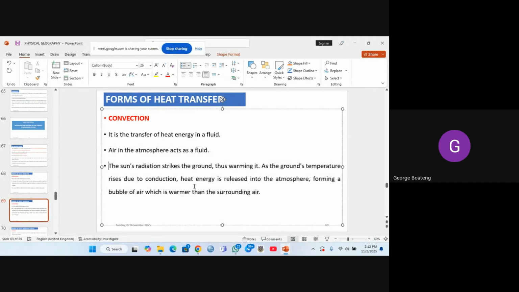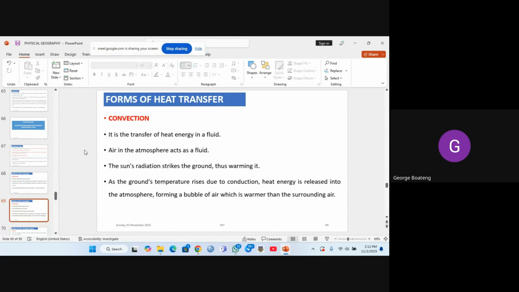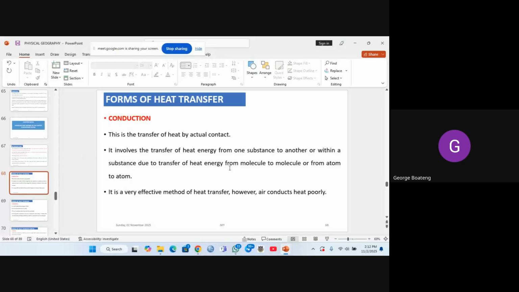Now, conduction is the transfer of heat through objects where there is what we call contact. Where there is contact, there is conduction. If a metal is there and you have not held it, how will you know there's heat passing through? Until you contact it, that's when you see that there's heat transfer.